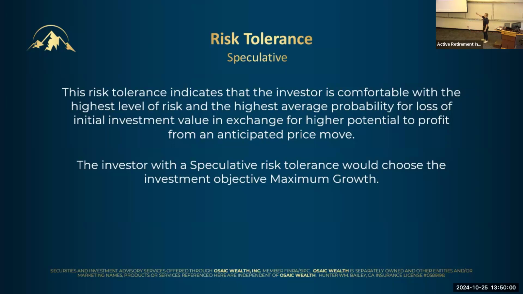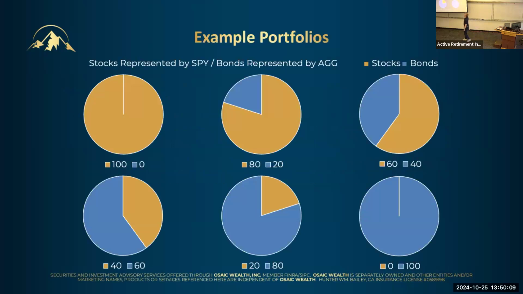So obviously, an investor with a speculative risk tolerance will choose an investment objective of maximum growth, because why would they pick anything else? So these are a couple sample portfolios. When I use those 70-30, 80-20 numbers, this is what we're referring to. We're talking about a split between stocks and bonds.